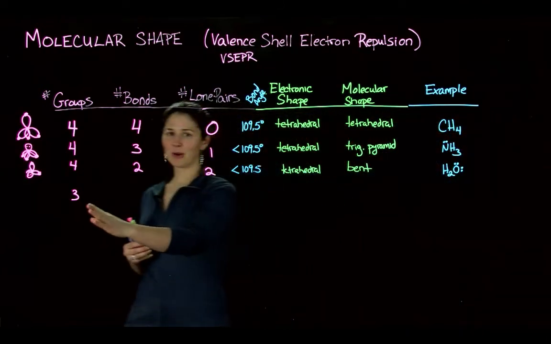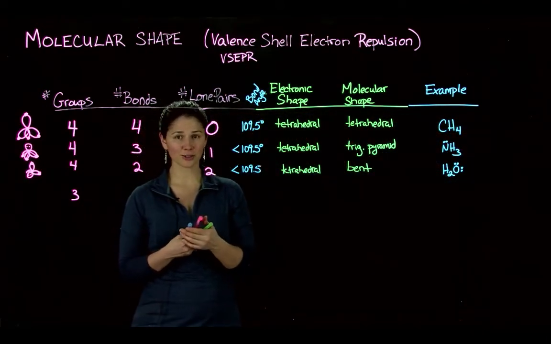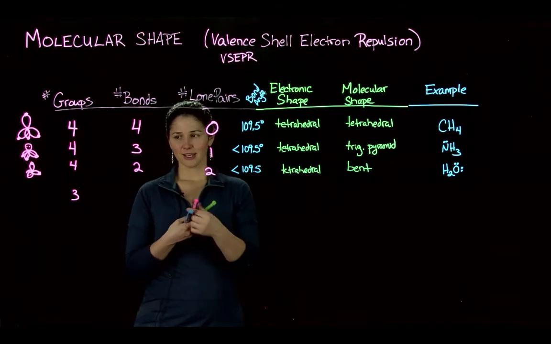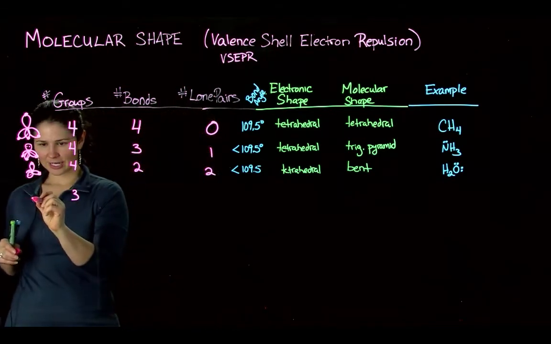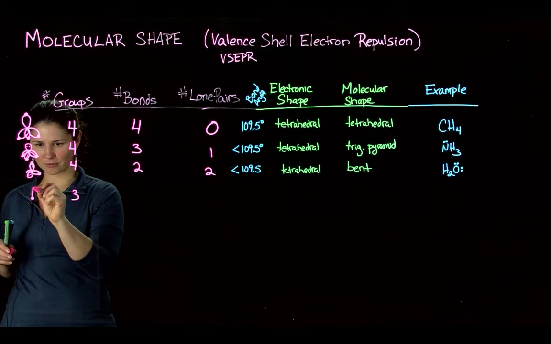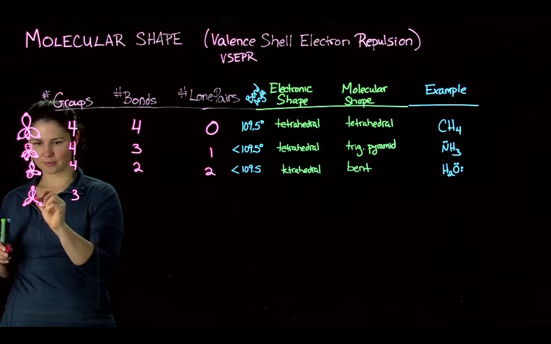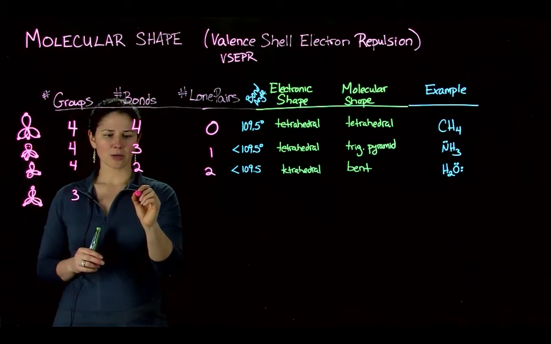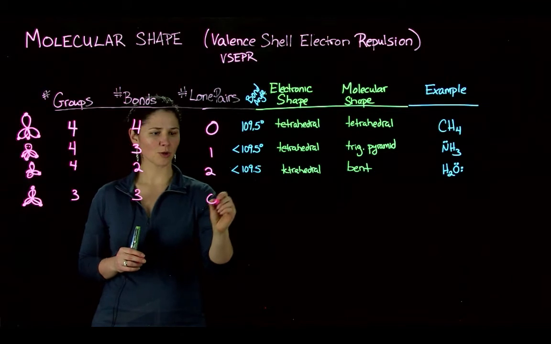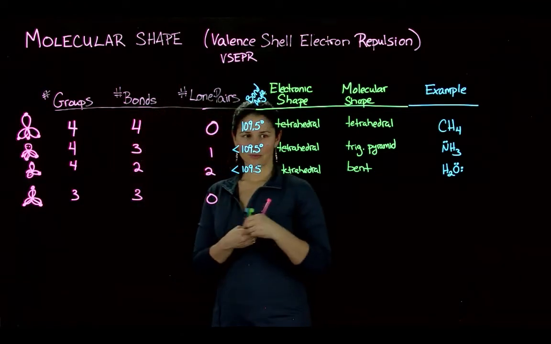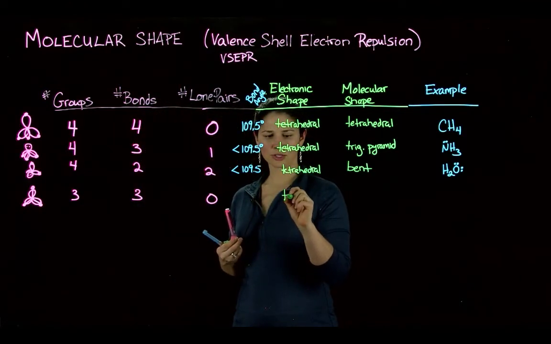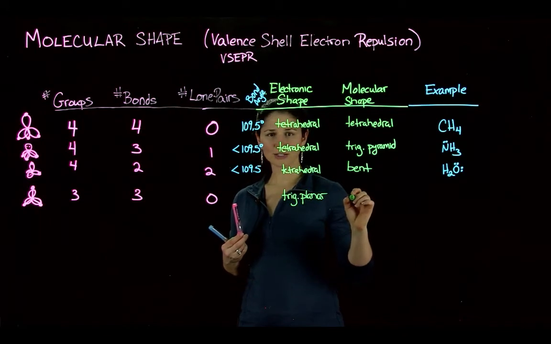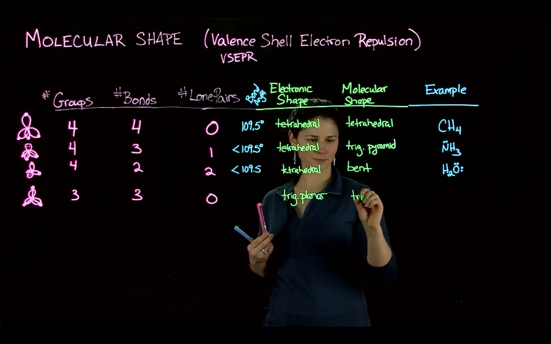So anytime you have 3 groups, you're going to have a trigonal planar electronic geometry. So I'll draw a picture again. Now this is flat. So if I had 3 groups, 1, 2, 3, the electron clouds would be like that. When we have 3 bonds and 0 lone pairs, we know that our electronic shape is trigonal planar, and our molecular shape is also trigonal planar.